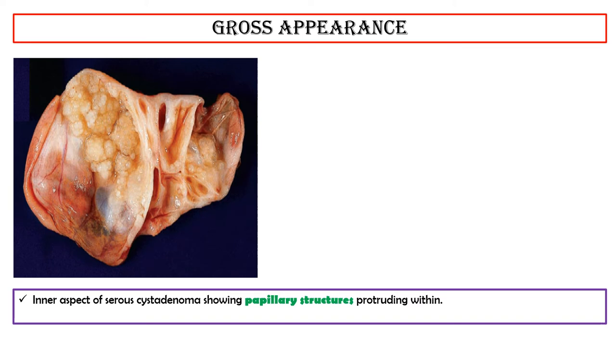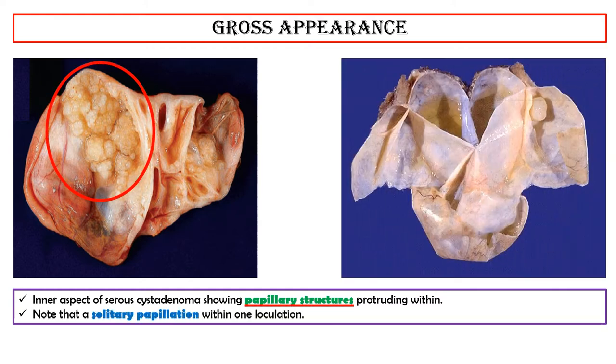Here we see the inner aspect of a serous cystadenoma showing papillary structures protruding within. Note that there is a solitary papillation within one loculation.